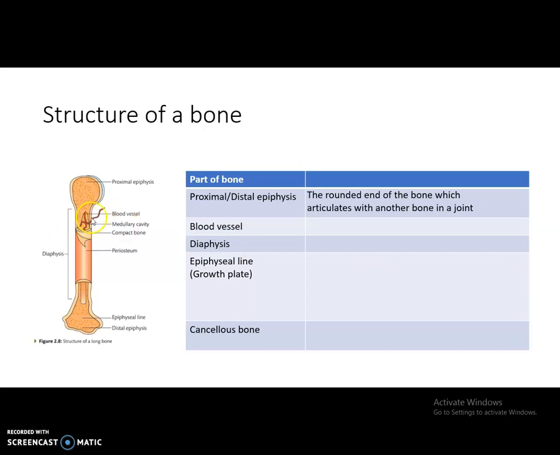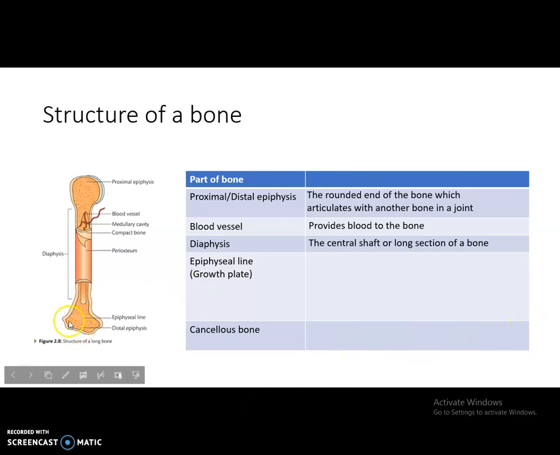Within the bone itself we also have blood vessels. Blood vessels will carry nutrients and minerals towards the bone to make the bone healthy. We have a diaphysis, which is the shaft of the bone, just here. So it's the long section of the bone.